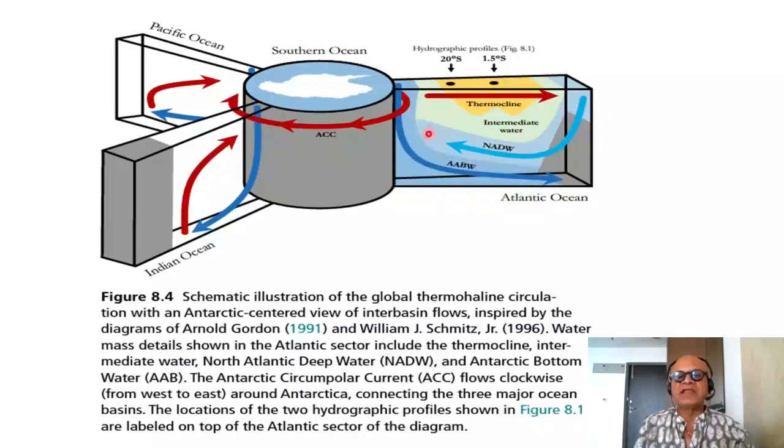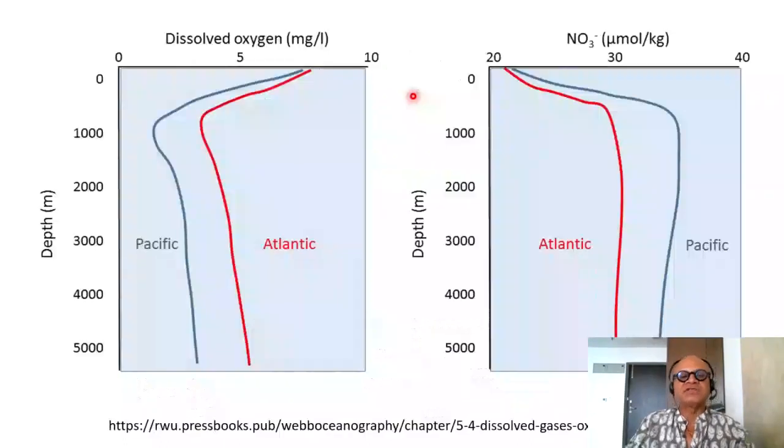So the North Atlantic deep water gets pulled up between the Antarctic intermediate water and the Antarctic bottom water by the divergence in the Southern Ocean.